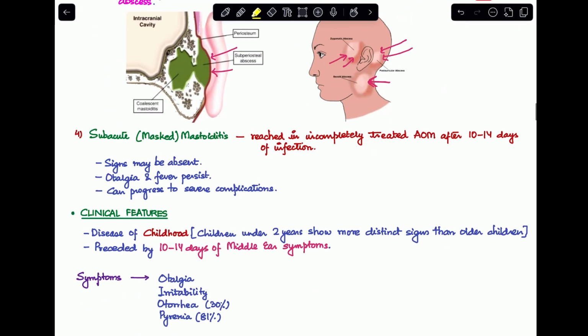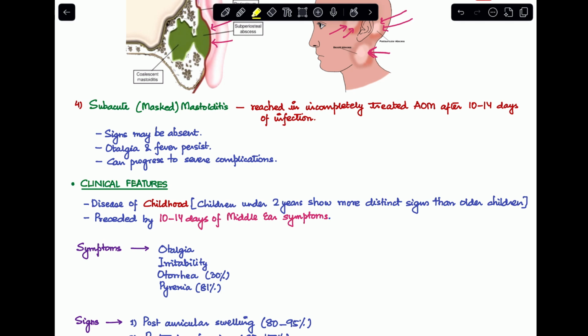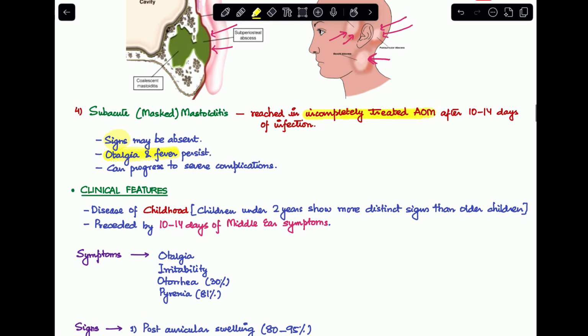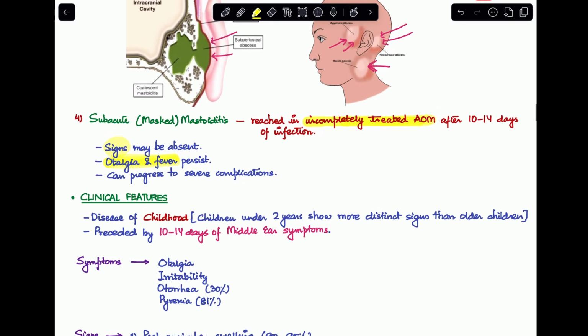And the fourth type that we see here is a subacute or masked mastoiditis, which is usually happening when there is an incomplete treatment of the acute otitis media after 10 to 14 days of infection. In this type, we do not see any signs, only otalgia and fever is present, and this type has been seen to progress to severe complications more often. So these were the four types of mastoiditis that we can see. The first, however, does not classify as a complication of AOM.